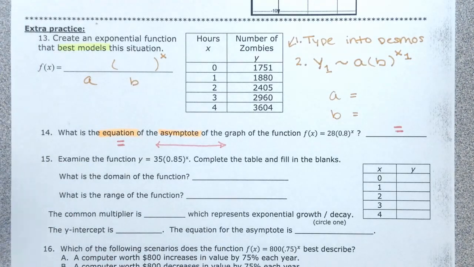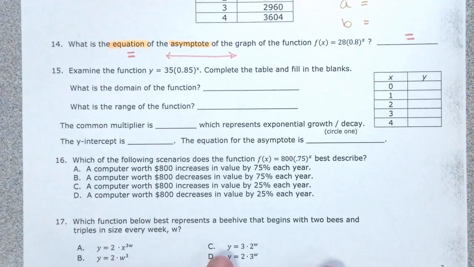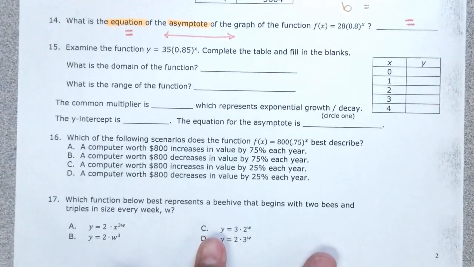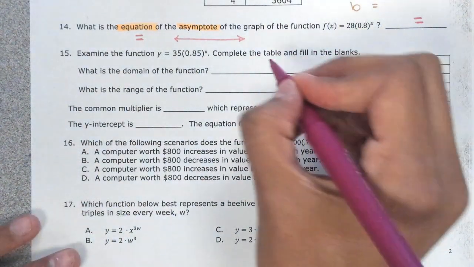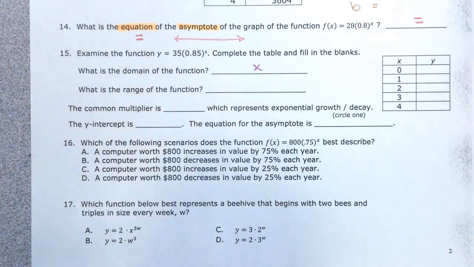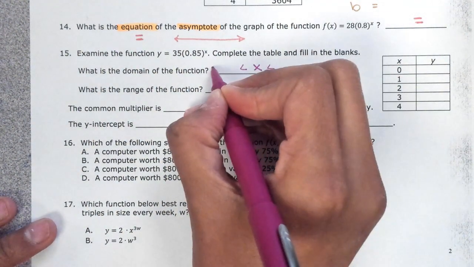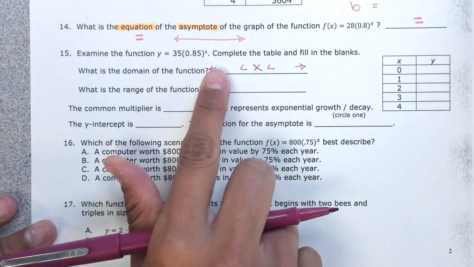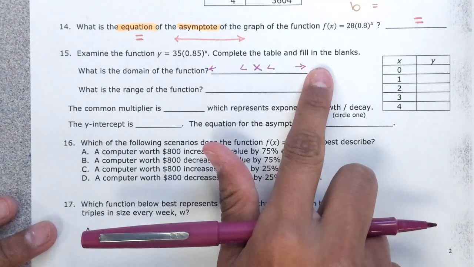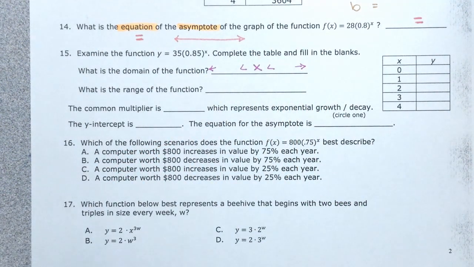Number 15 says examine the function and complete the table and fill in the blanks. So when it asks for the domain, domain is x, so you write x in the middle, 2 inequality signs on the side. Domain is left to right. So how far to the left does it go on my domain? How far to the right does it go? And remember, if it never stops, we call that infinity.